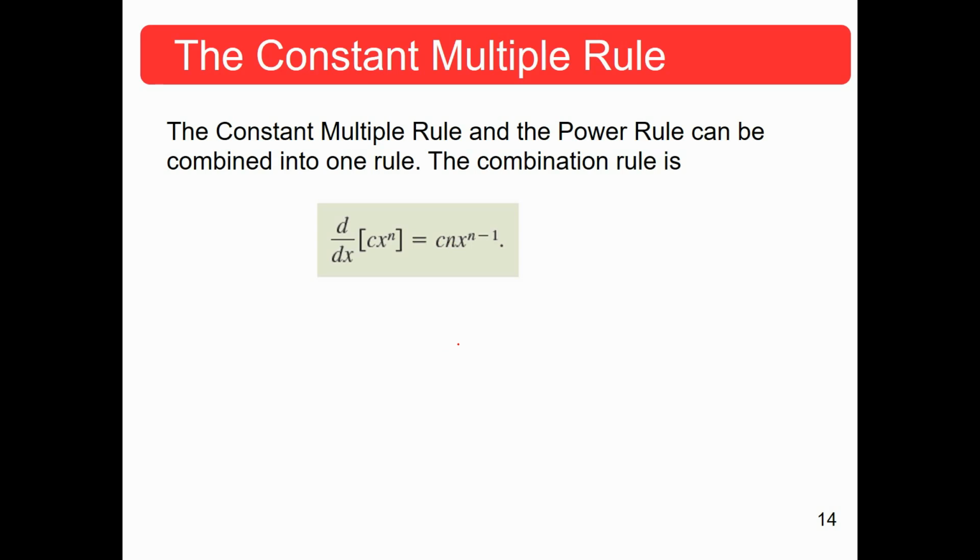So for example, y equals 7x to the 8th. 8 times 7 is 56, x decreased by 1, 56x to the 7th. I shouldn't say equals, I should say y prime equals.